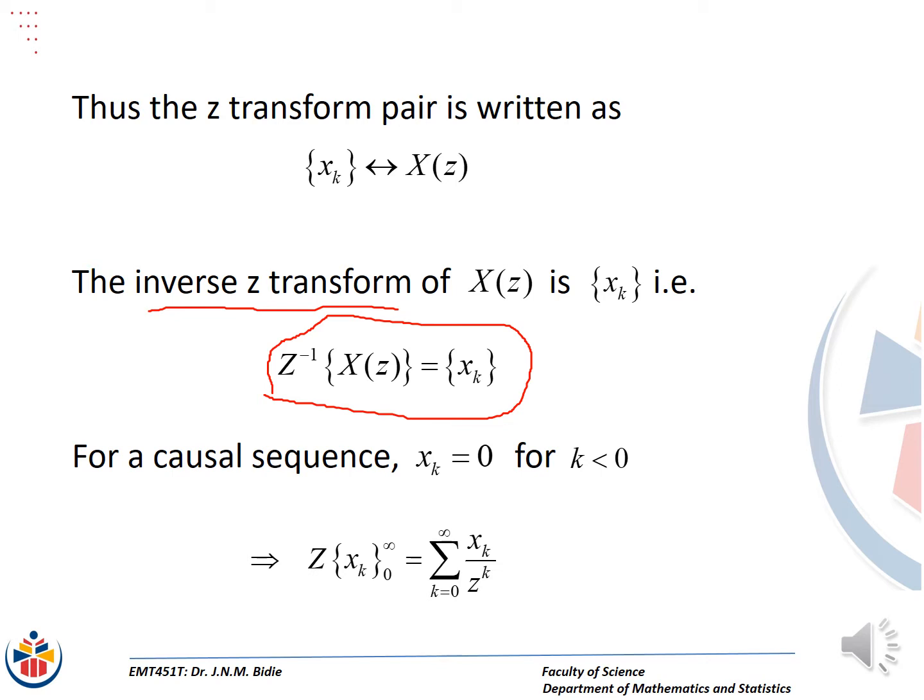And therefore, if now we have what we call a causal sequence, that means the sequence starts from k equal to 0 to infinity, noting that for all values of k less than 0, we have x[k] equal to 0, then it is called a causal sequence, and therefore the Z transform starts from k equal to 0 to infinity.